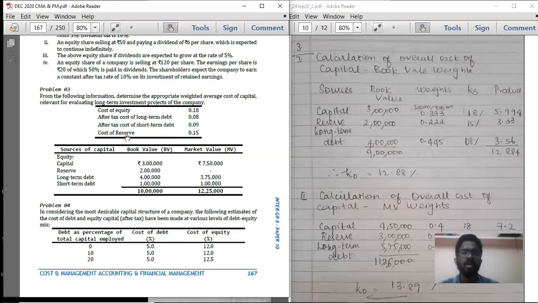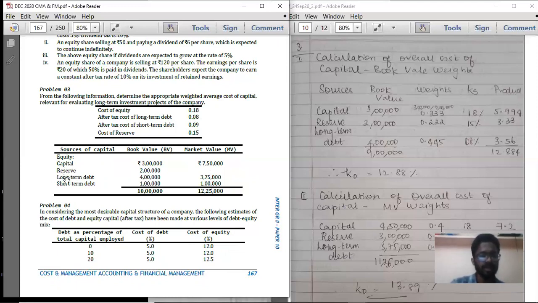So next is cost of reserve, that is 15%. What does cost of reserve mean? Cost of reserve is nothing but, suppose you have any retained earnings, that is reserves. You have kept a portion of profit as reserves. On those reserves, how much is the cost you are paying? That is 15% you are paying as cost for retaining those reserves. So all these three we should take into consideration. That is cost of equity KE is equal to 18%, KD is equal to 8%, and KR, that is cost of reserve, is equal to 15%.